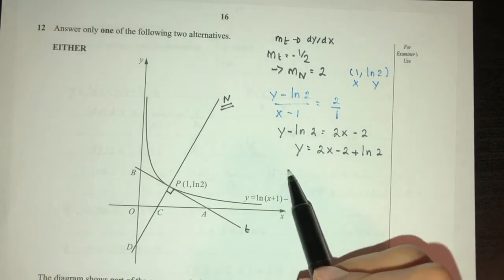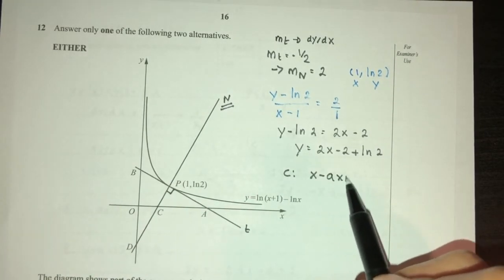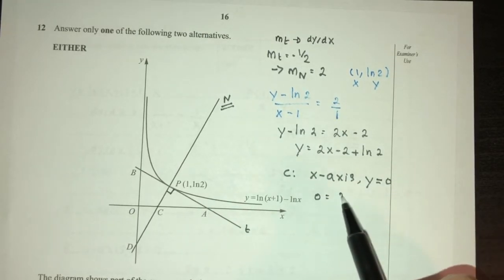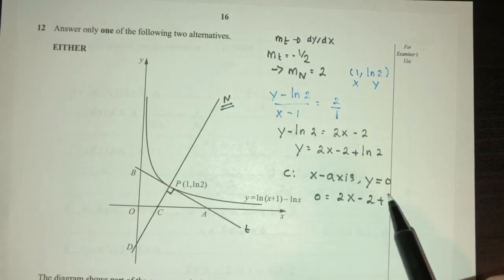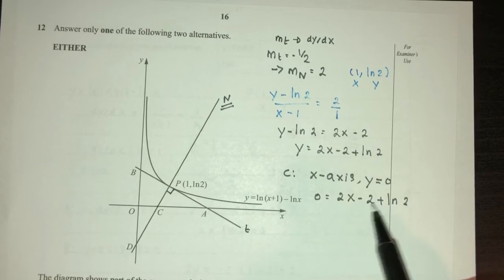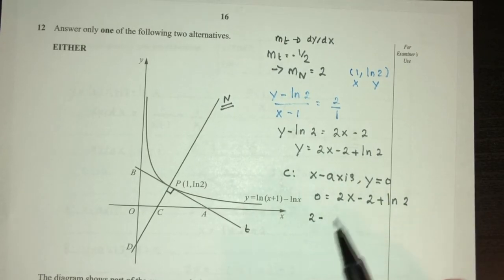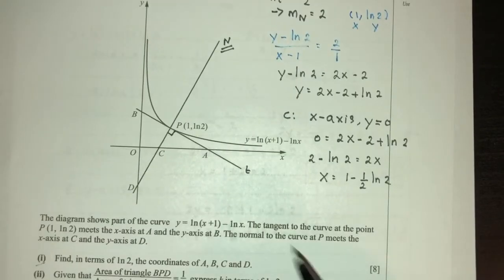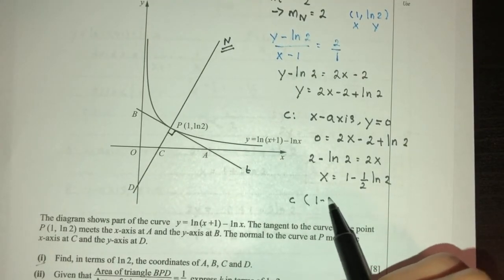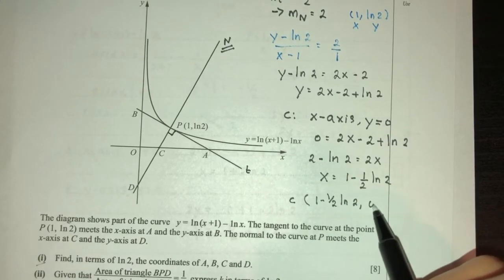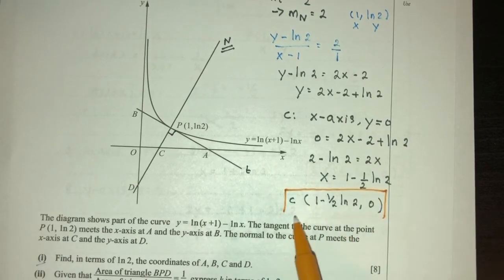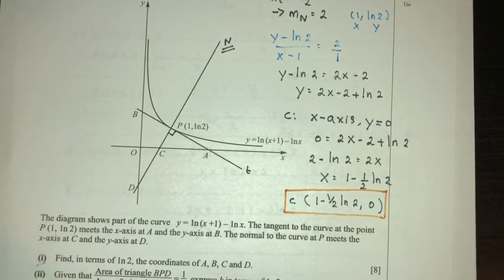Now to find the point C, which is on the x-axis. Again, what is true? We know that y has to be 0 on the x-axis. Replace, you will have 0 equals 2x minus 2 plus ln 2. Now we can send these over here. You will have 2 minus ln 2 equal to 2x. So x has to be 1 minus half ln 2. So from here you can see C is (1 minus half ln 2, 0). This is C.